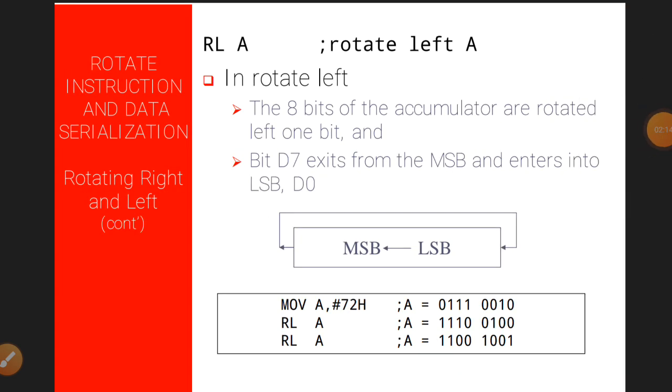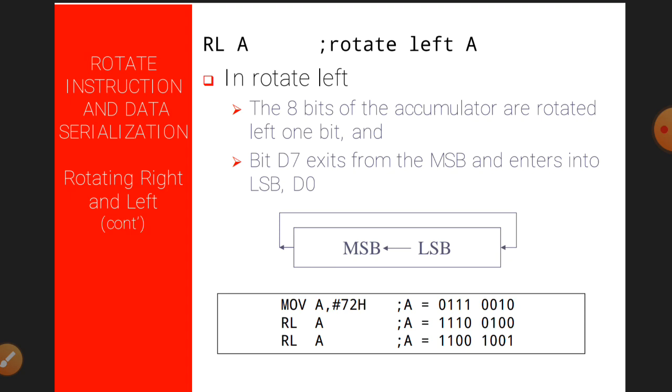The next instruction is rotate left. We have seen rotate right before, in which each bit moves towards the right side. In rotate left, the bits move towards the left side one by one. It means D0 will get the D1 position, D1 will get the D2 position, and likewise. Whatever the most significant bit is will get moved to the least significant position. It means at the place of D0, D7 will get moved.